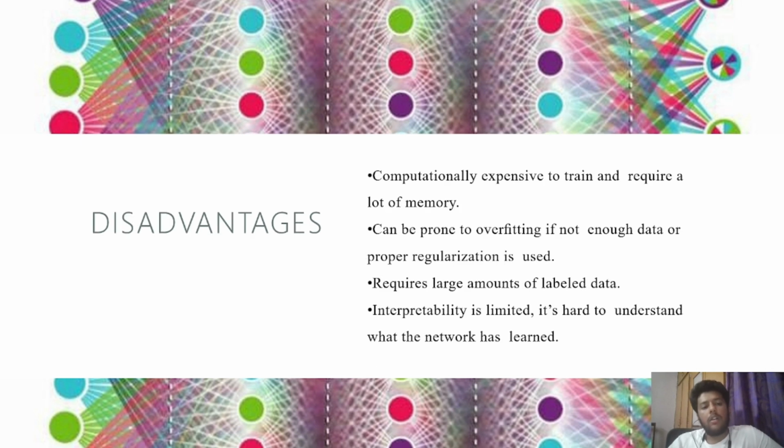Coming to the disadvantages, computationally it is pretty expensive to train and requires a lot of memory, so we might need good, powerful systems to run the software. It can be prone to overfitting if not enough data or proper regularization is used, and it requires large amounts of labeled data. If the data is not fed properly, we might face issues such as overfitting as well. And interpretability is limited, so it's hard to understand what the network has actually learned.